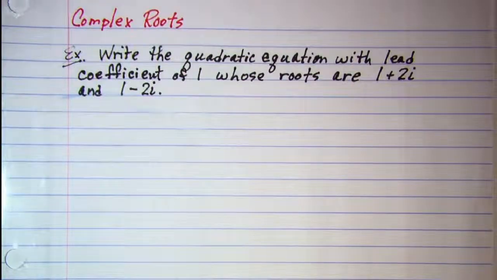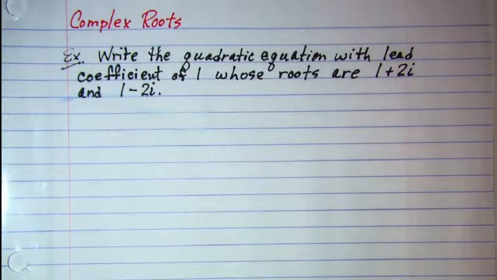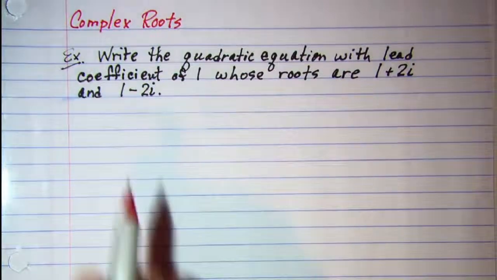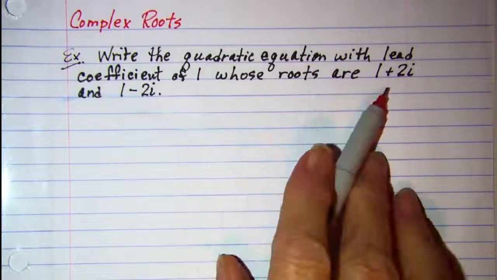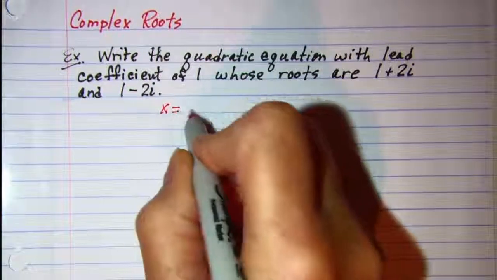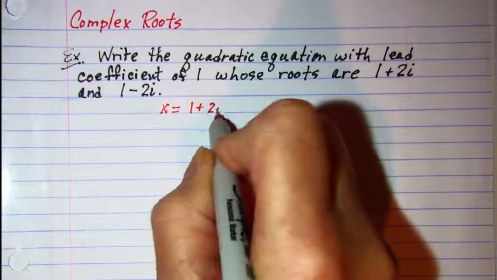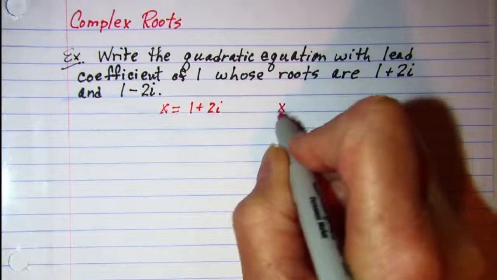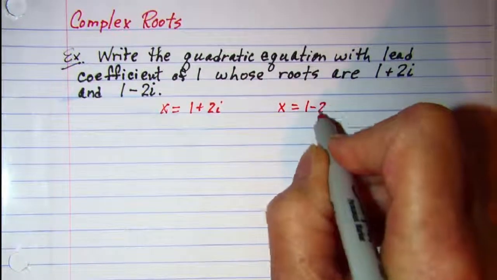In this video, we'll be talking about complex roots. The example that we'll be working with is: write the quadratic equation with lead coefficient of 1, whose roots are 1 plus 2i and 1 minus 2i. Alright, if these are the roots, then that means that x is equal to 1 plus 2i and x is equal to 1 minus 2i.